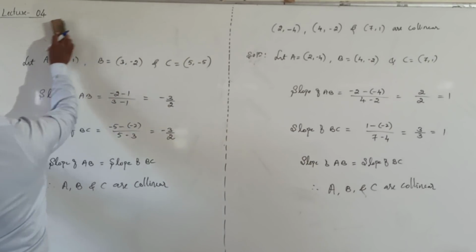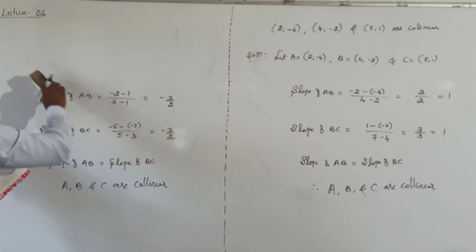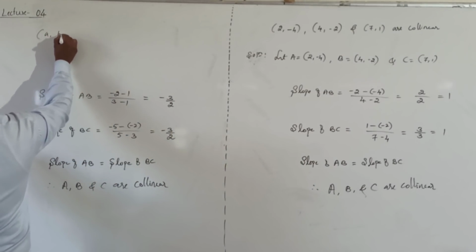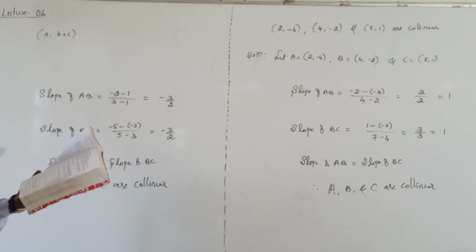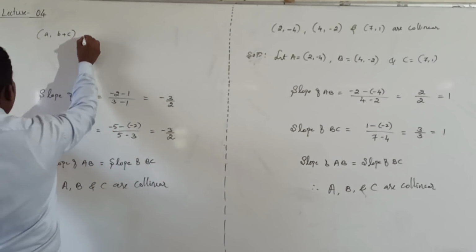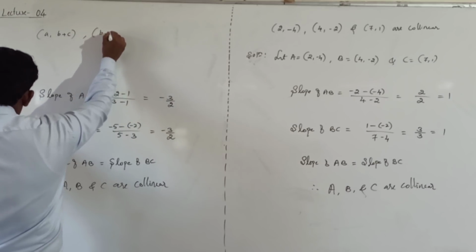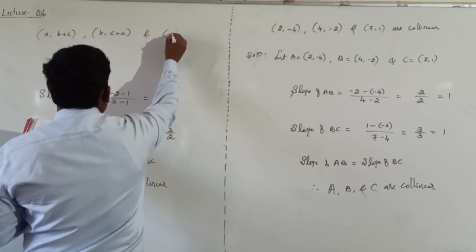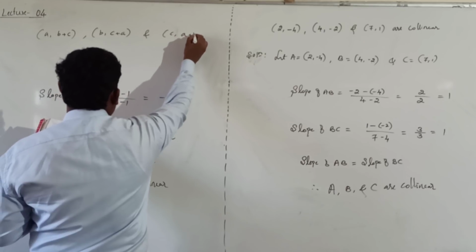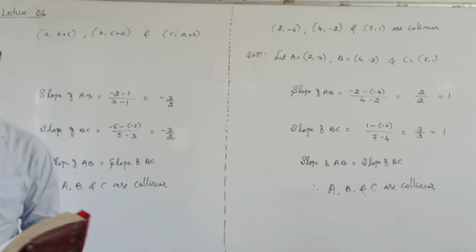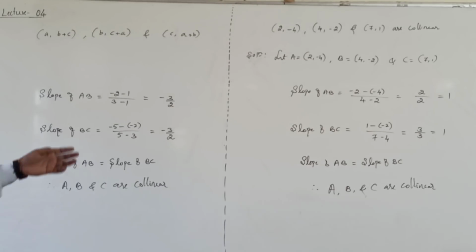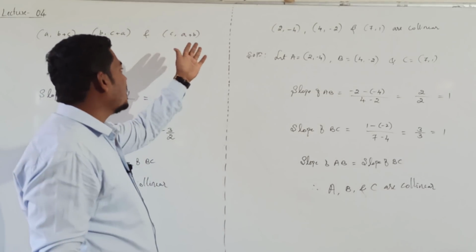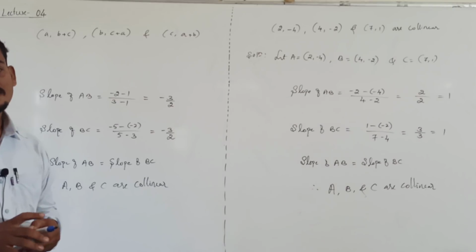Next, show that the points A comma B plus C, B comma C plus A and C comma A plus B are collinear. Show that these 3 points are collinear.